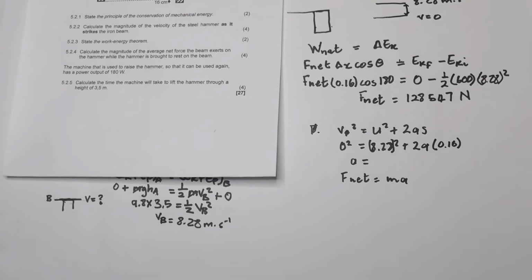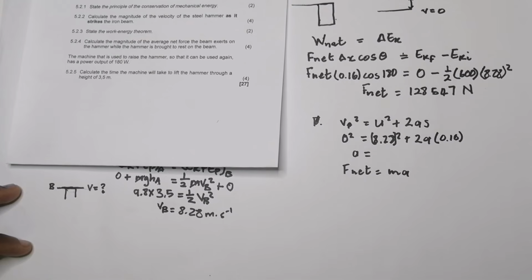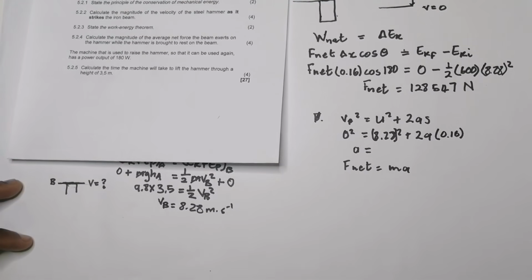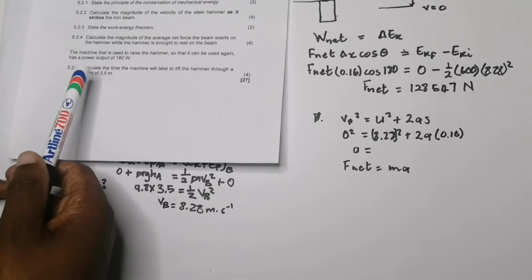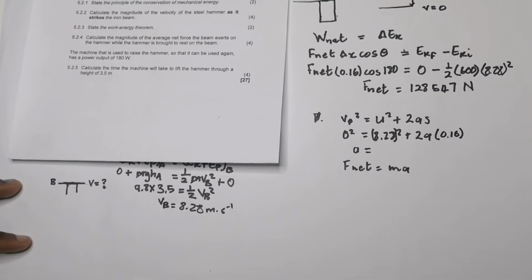All right, so the next question. They say to us, the machine that is used to raise the hammer so that it can be used again has a power output of 180 watts. So I'm going to have to make an assumption there. I wish that the examiner could have been more specific on this question, but nonetheless, it is what it is. I'm going to assume that in lifting the hammer, this machine is moving it at a constant speed.